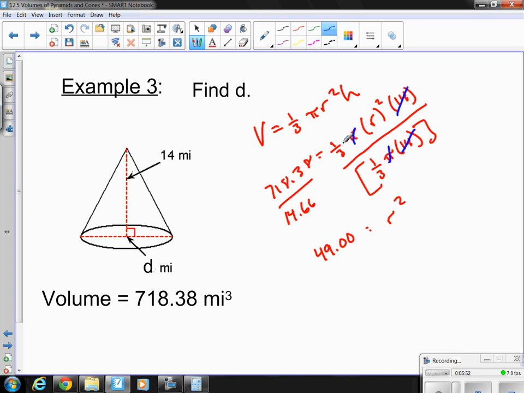All that's left over here, all this stuff, should cancel, right? My pi and pi, 1/3 and 1/3. So I'm left with just r squared. Now when I take the square root of both sides, I get r equals 7. It's approximate. It's going to be really close. But my answer is not 7. That's my radius. I probably got a little carried away by circling it. But what we're looking for is the diameter. So the diameter is going to have to be 14 miles.